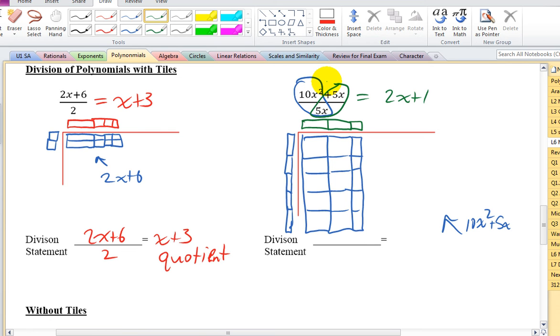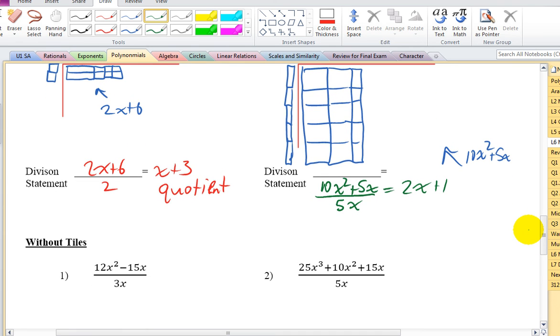Okay. Questions? Okay, so your division statement, well, I wrote it up top, I'll write it again. 10x squared plus 5x, and you're dividing each of them by 5x. That gives us 2x plus 1. Okay.